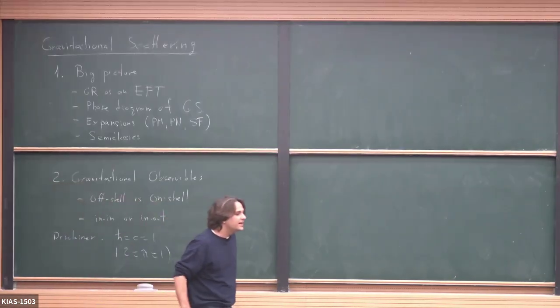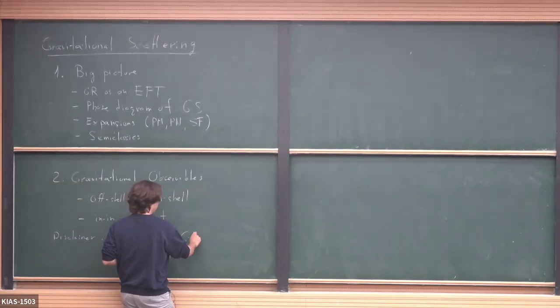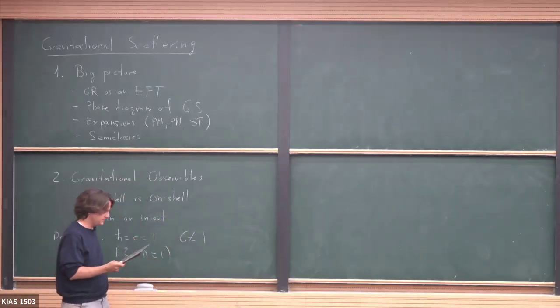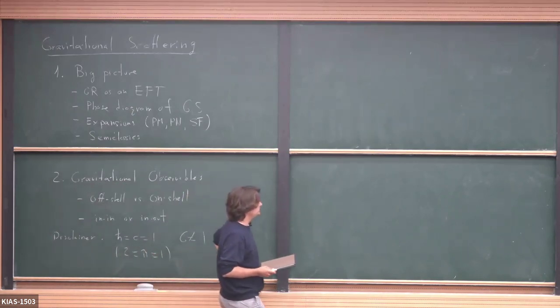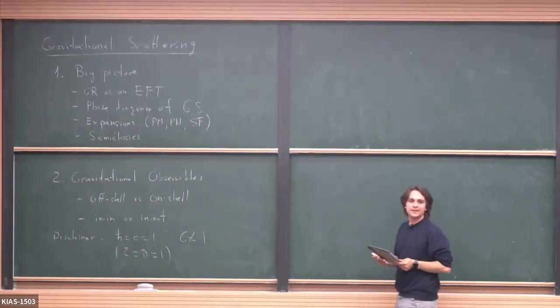Yeah, G is not going to be equal to 1. I'm going to keep G around, G Newton. All right. Any questions about the plan?